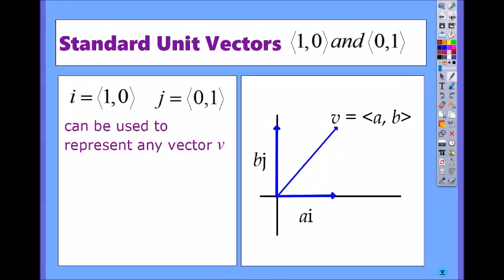What are standard unit vectors? We call them i and j. i is a horizontal unit vector, (1, 0). j is a vertical unit vector, (0, 1). How do they look? i starts from (0, 0) and goes to (1, 0), so it's a horizontal unit vector that has a length of 1.